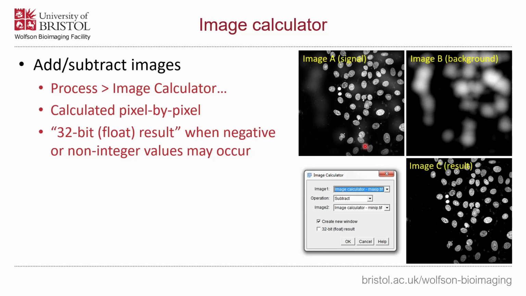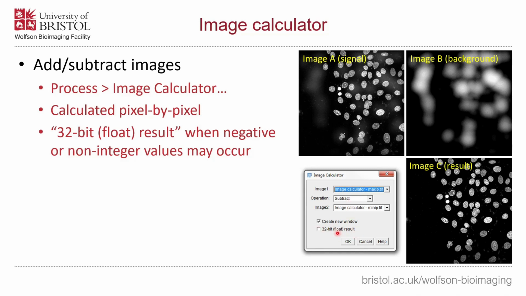To do image calculation, you go to Process and Image Calculator, you specify the first image, in this case this would be our single image, and then we can set the operation here to subtract and then select off our minimum intensity projection. There are a whole load of other operations here, so obviously like adding, multiplying, dividing, but also calculating differences, calculating the maximum value between two images, and so on.